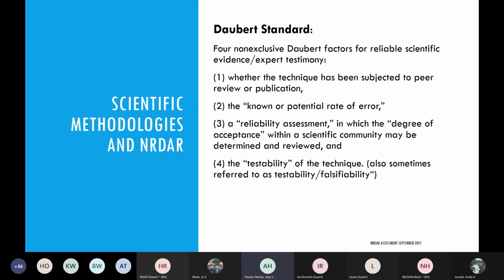So it wouldn't be NRDA without talking about our friend Daubert or Daubert. I don't think there's ever going to be agreement on how to pronounce that. So for folks that are not accustomed to working with lawyers, when we're looking at a legal case, we have to figure out how to put this on in court. And there's certain rules and evidentiary standards that we have to meet. And one of these is called the Daubert standard.